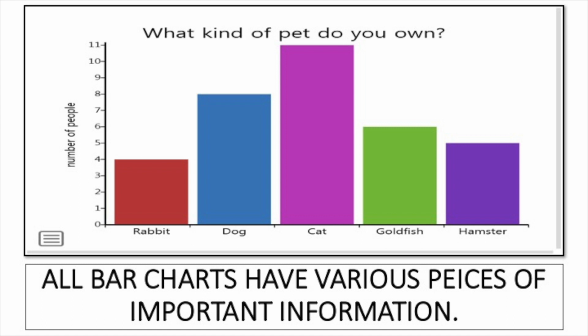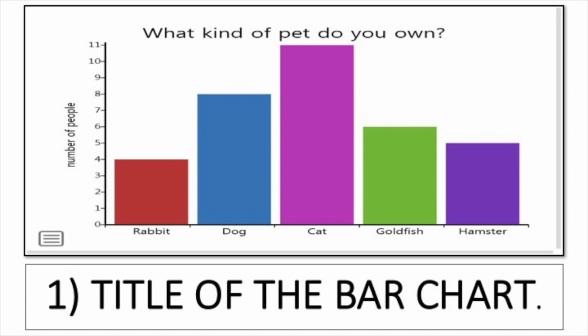All bar charts have various pieces of important information. So let's find out what these various pieces of important information are, so that you can learn how to read bar charts correctly. Number one, title of the bar chart. Yes, all bar charts need the title. What is the bar chart for and what is it about?